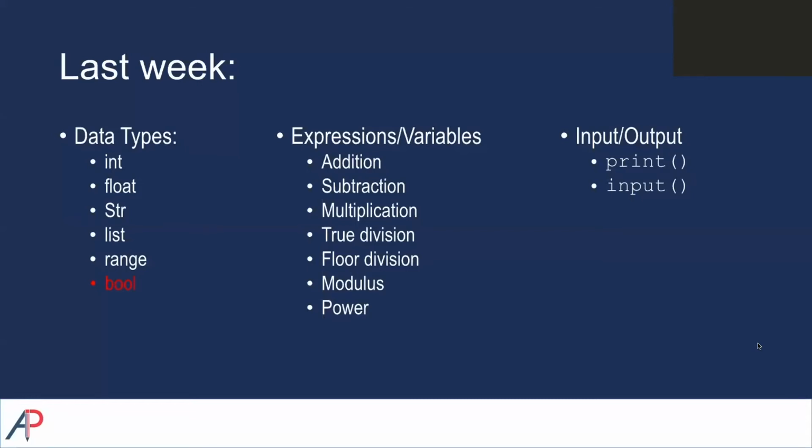All right, so last week we did a whole bunch of things with data types. We first of all focused on integers, we talked about floats, we briefly touched on strings, lists, range, and Boolean. The reason why Boolean is in red is because we are going to be focusing on only Boolean for today. We also talked about different expressions and also what we could do with certain variables.